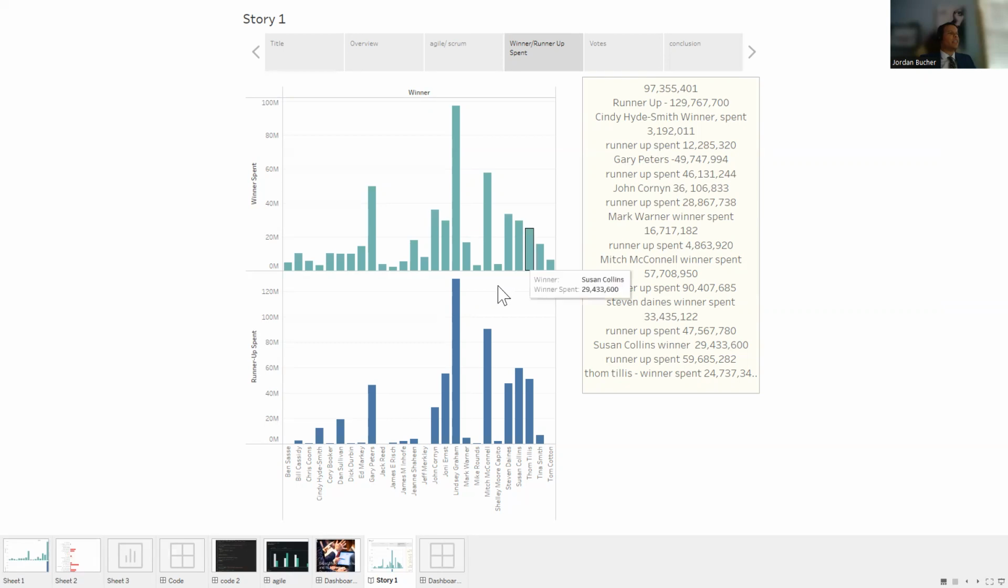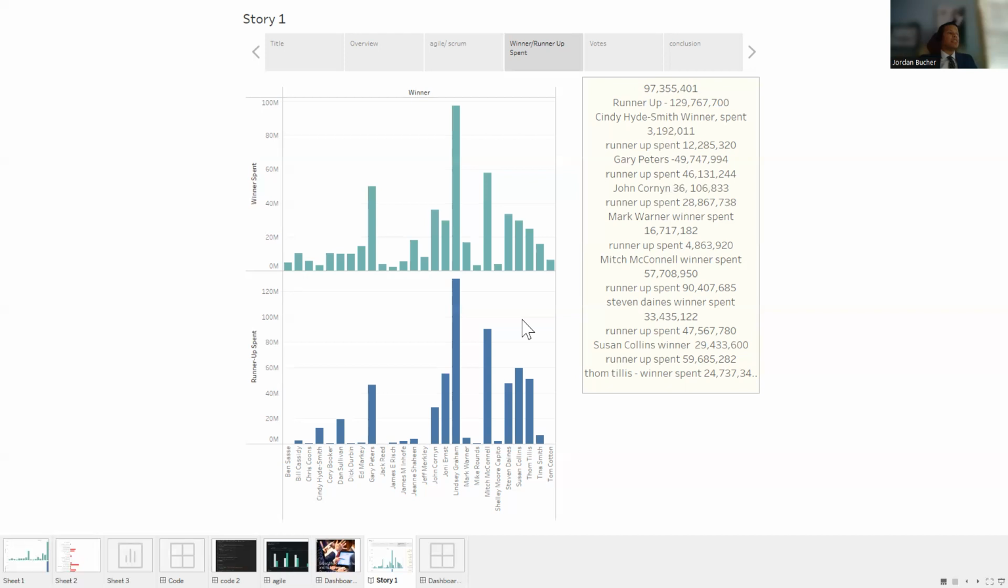Here you can see Gary Peters. Gary Peters won, but he spent more money than the runner-up, who spent 46 million. Gary Peters spent over 49 million. Again, Mark Warner, another senator from Virginia. Mark Warner spent over 16 million. The runner-up only spent over 4. Mitch McConnell, another one, spent over 57 million. The runner-up to Mitch McConnell spent 90 million.